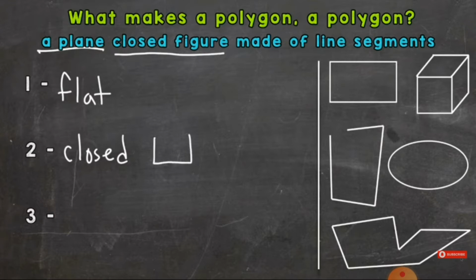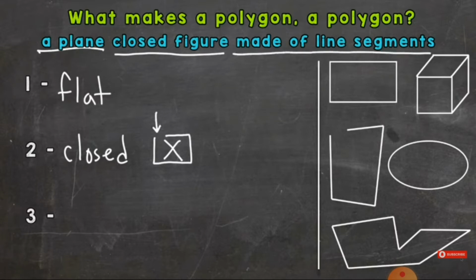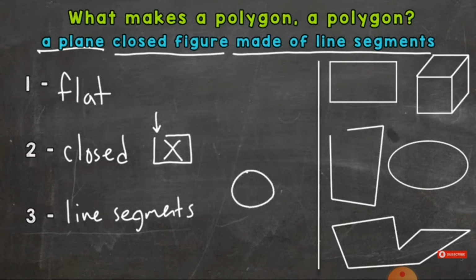Dapat walang butas or labasan. Kapag merong ganito, merong butas, as you can see here in our illustration, hindi ito polygon. It's not a polygon. It should be closed. Next, it is made of line segments. Dapat straight lines. It should have no curves. So walang curves. Kapag line segments, dapat palaging straight.